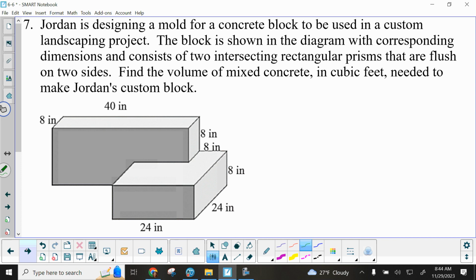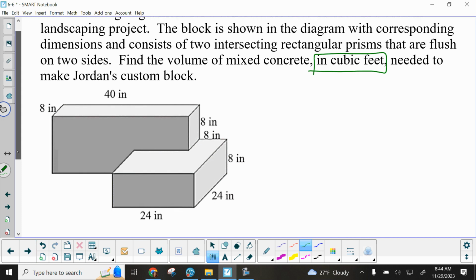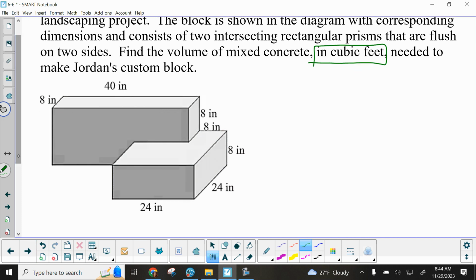All right, first thing I want to point out, it's super important that we read carefully, and they do want my final answer in cubic feet. Right now, I have everything in inches, so we'll take care of the cubic feet at the end. All right, so I have to find the volume here. So I've got a couple ways to do this. Feel free to pause so you can have some think time.